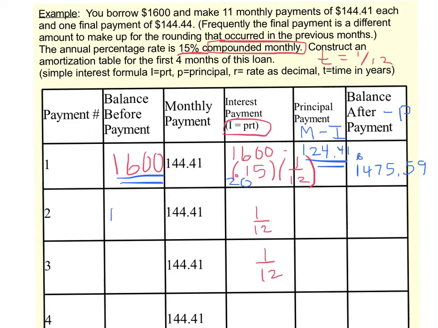Okay, then I carry that down here and I do it again. So I'm going to calculate a new interest amount because now this 1,600 has decreased, but otherwise the 0.15 and the 1/12 are going to stay the same each month. And then I continue this pattern. It's not a difficult thing to do, but I want you to understand how it works. So we'll do another example outside of this intro video.